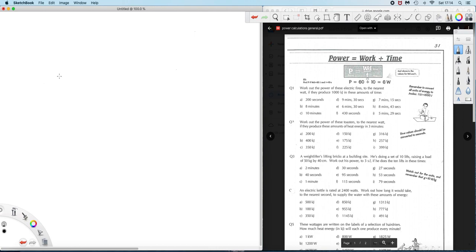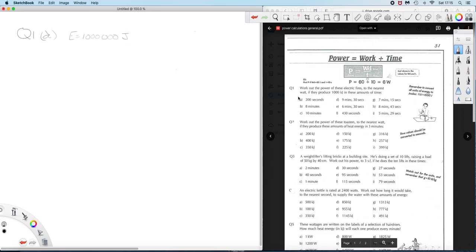Calculating power, work and time using this formula, then what I'll do is an example from each of these questions just to show you how it's done. So question 1, if we do part D of question 1, question 1 tells us that we have 1000 kilojoules of energy. So our energy is 1000 kilojoules. Well, that's thousands of joules. So that's 1 million joules.